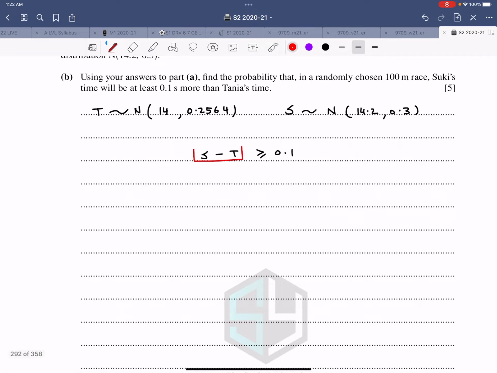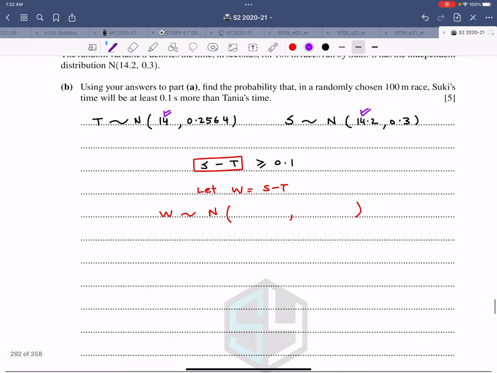So now let me write this thing as let W equal S minus T. W follows a normal distribution. The means are subtracted, but the variances are added. So these are the means, 14 and 14.2. When you subtract, so this is S minus T. So it's going this way. So 14.2 minus 14 is 0.2. And what happens to the variances? The variances add up. So this is 0.5564. So that is what you get, 0.5564.